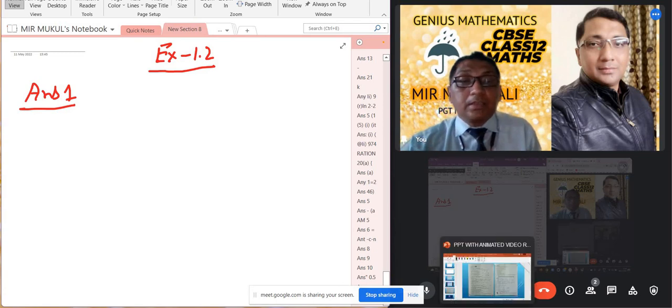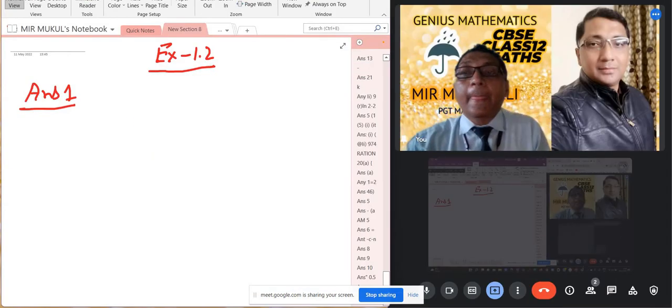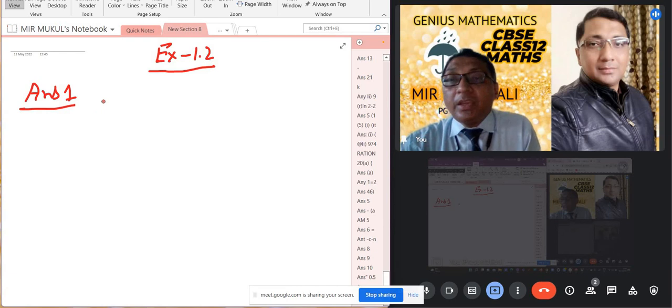First question, just check it once again. Represent the following numbers on a number line: 2 by 5, 13 by 7, minus 4 by 11, minus 15 by 9. Here 4 types of numbers are given. I am doing 2 and leaving 2 for you.